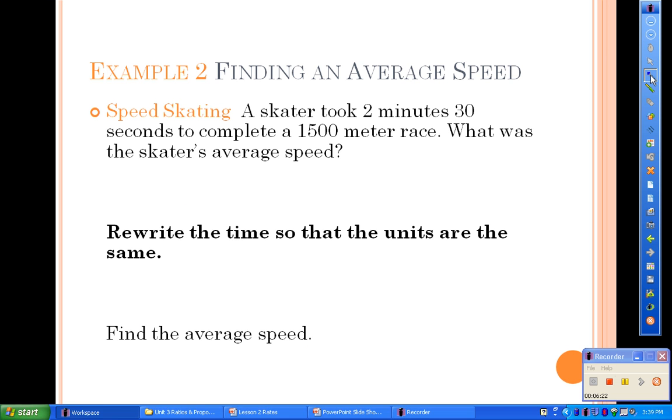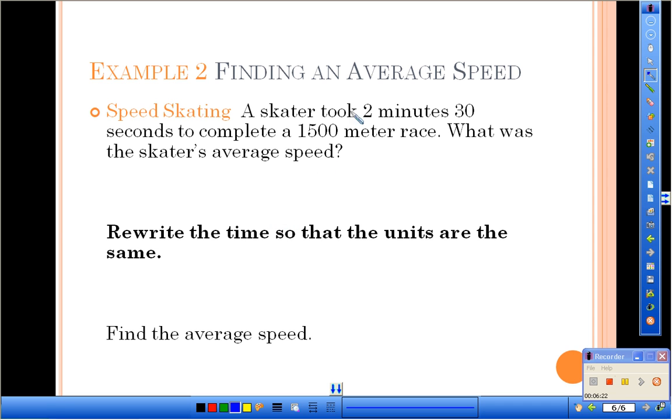Let's try an example of finding average speed. And we're going to use that formula R equals D over T, where R is the average speed. A skater took 2 minutes and 30 seconds to complete a 1,500-meter race. What was the skater's average speed?